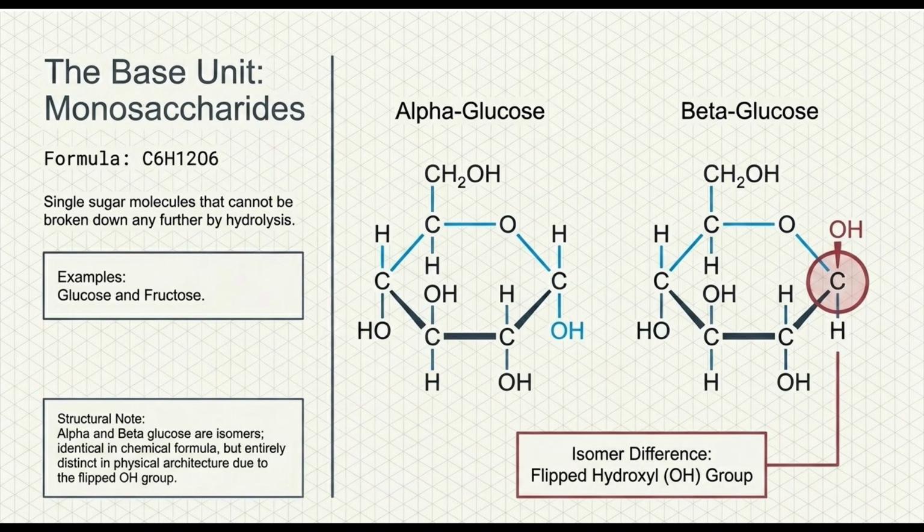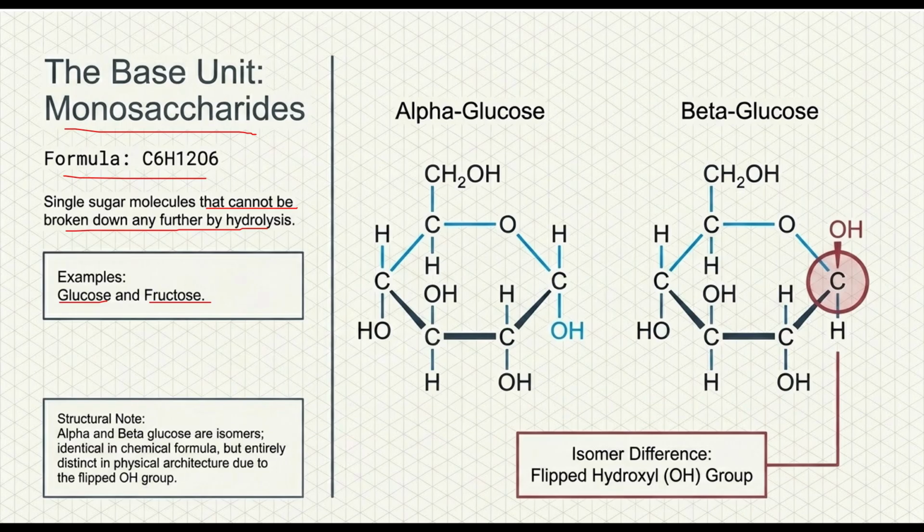And the base unit, the monosaccharides. So let's see the formula. What is the formula of a monosaccharide? C6H12O6. Monosaccharides are the simplest form of carbohydrate and cannot be broken down further by hydrolysis. So this is the basic unit, a single sugar molecule that cannot be broken down any further by hydrolysis. For example, we have glucose and fructose.